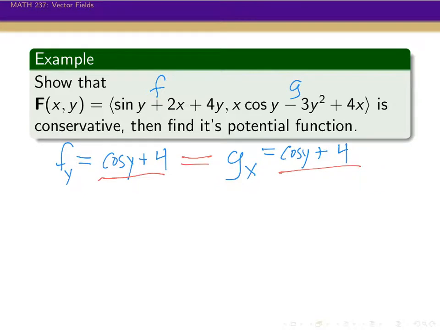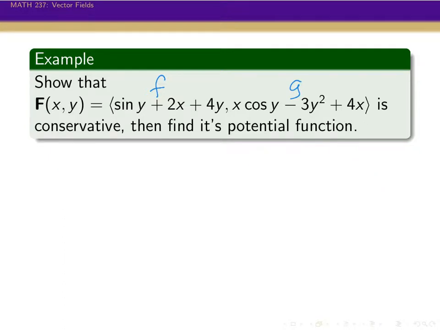Okay, so now that we know that it's conservative, let's find the potential function. To find the potential function, remember that f here is the partial of whatever phi is in terms of x, and g is the partial of whatever phi is in terms of y. If we integrate f in terms of x, we're going to get back lots of phi, but we have to remember that if there was some part of phi that only involved y, when we took the partial in terms of x, that would have disappeared.